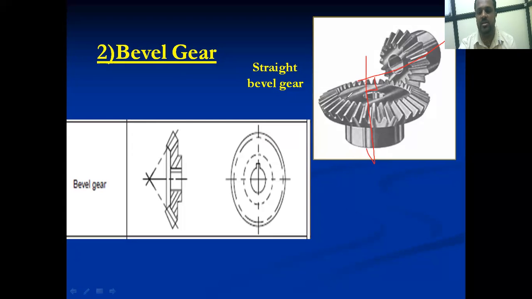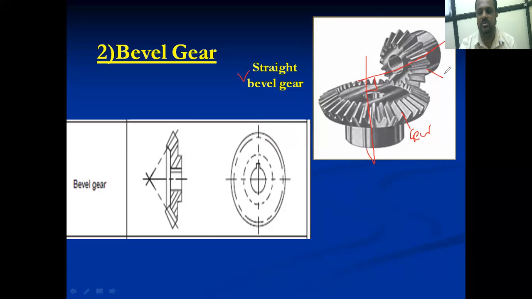The teeth that you are observing on this gear are straight teeth, so we can call it the straight bevel gear. This is the bigger gear, so we are writing here gear. This is the smaller gear. What is it called?